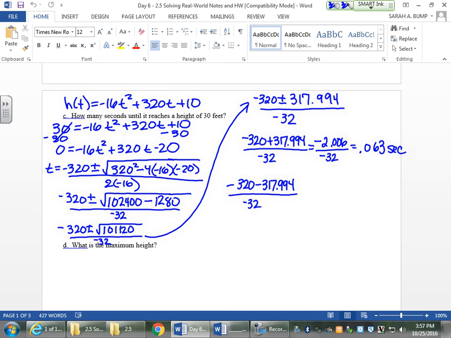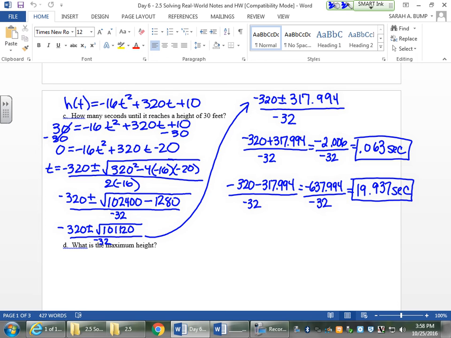And then the bottom one, negative 320 minus 317.994 is negative 637.994 over negative 32, which will give me 19.937 seconds. Both of these answers are positive, so both of these answers should make sense because it's going to hit a height of 30 feet on the way up and on the way down, whereas hitting the ground, it only does that once. So I'm going to go write a sentence.